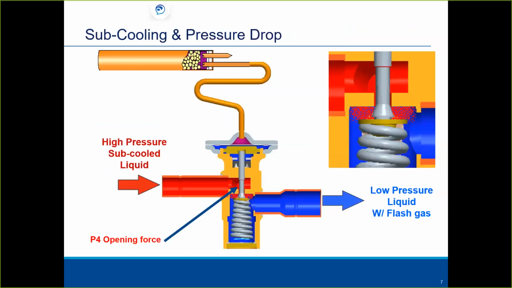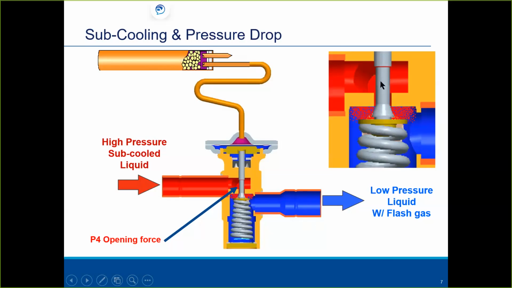You can see by this chart here, the bulb on the top there is what we call the P1. The P4 is your high pressure subcooled liquid on the left. On the blue over here, let me use my pointer here, this is a closing force. This is your evaporator pressure. This P3 is your spring, okay? And that's what you would set your superheat if it was an adjustable type, okay?